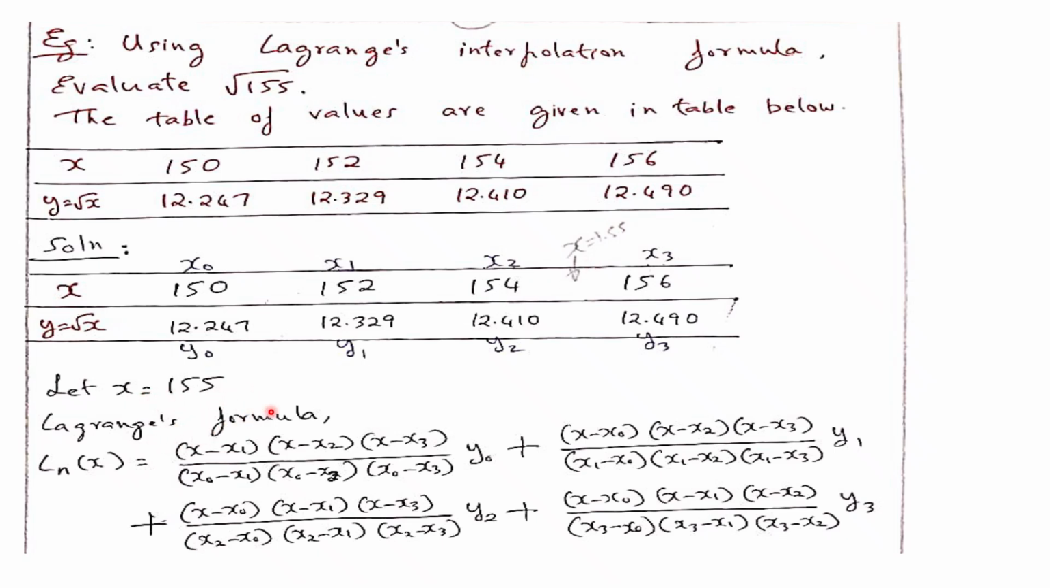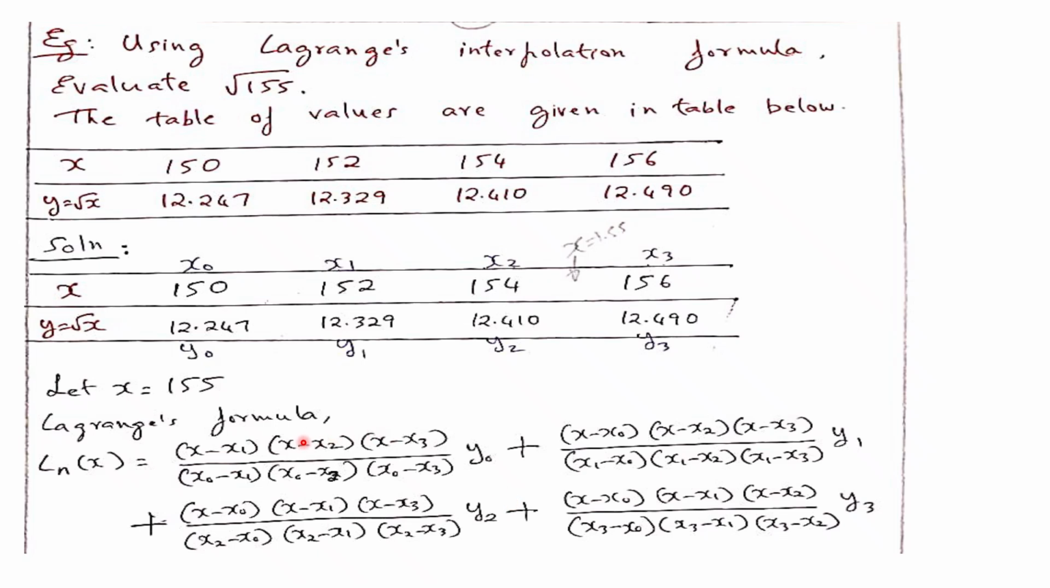Now what is this Lagrange's formula? You have to write like this, Ln of x. Now there is a skill in writing the formula, don't learn this by heart. Now we have y naught, y1, y2, y3. So first term is related to y naught. You have to write like that. y naught, then you write y1, then you write y2, then you write y3. Okay, this is the first step.